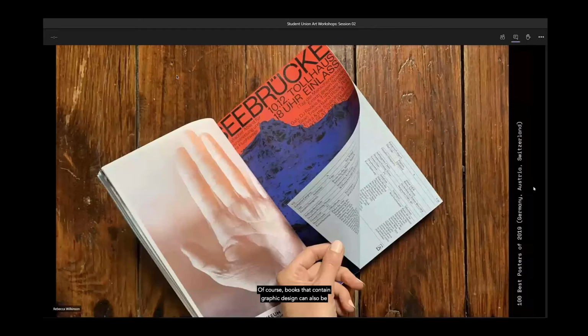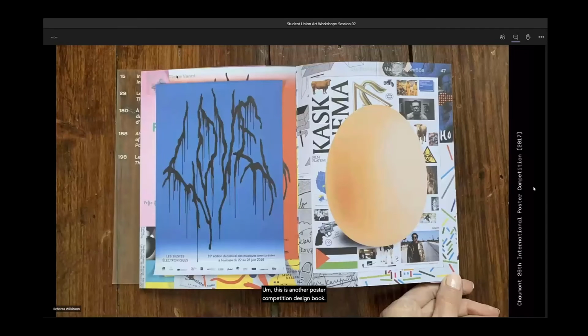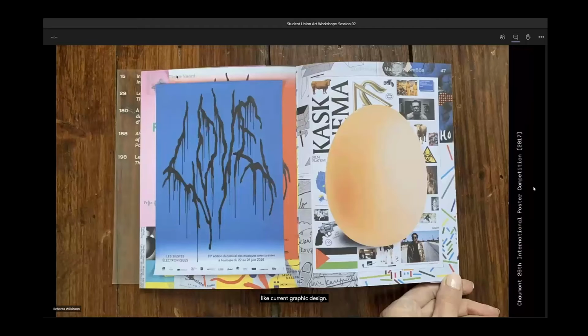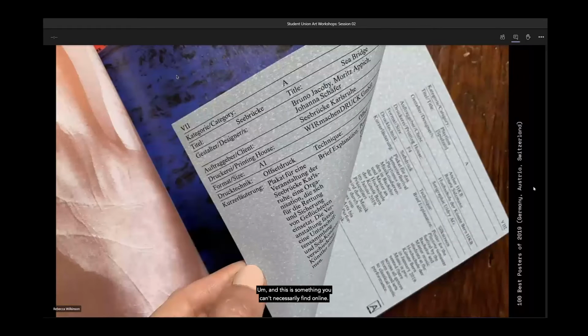Of course, books that contain graphic design can also be really useful and helpful. This is an example of a book that I picked up when I was studying in Berlin that contains a bunch of posters that won a poster competition that year. This is another poster competition design book. Obviously these books contain really interesting, cool, current graphic design. But what I think is even more important than the design work that they contain is how they are designed. And this is something you can't necessarily find online.